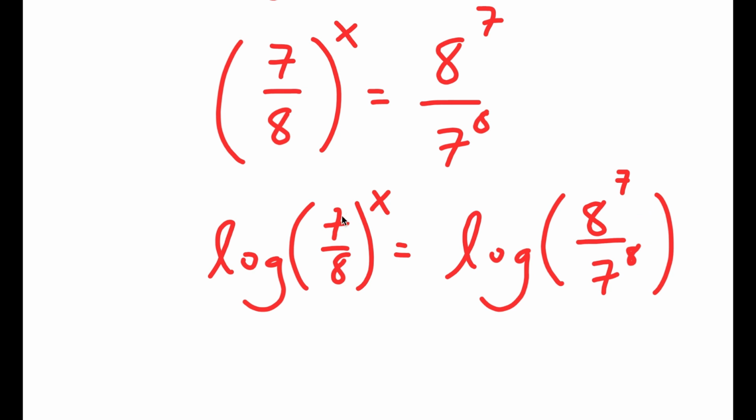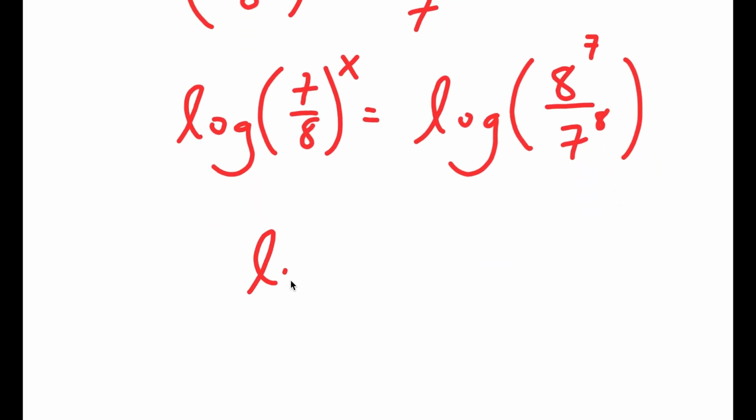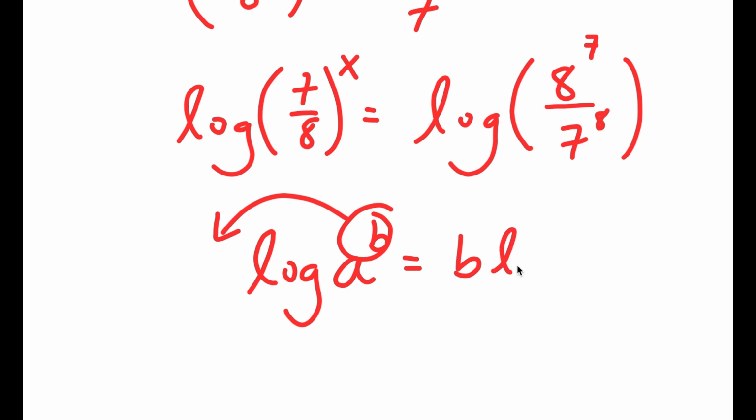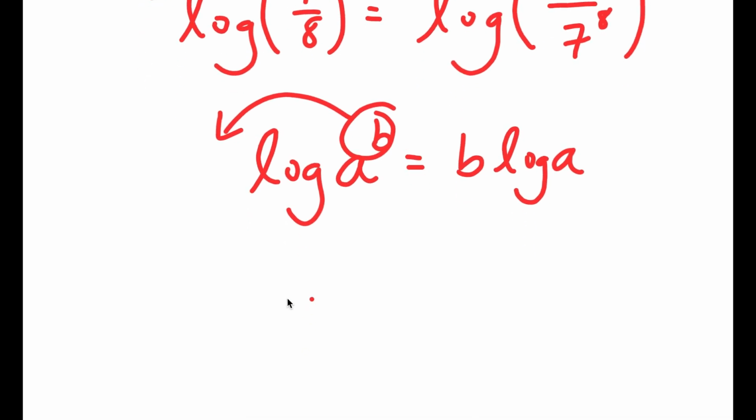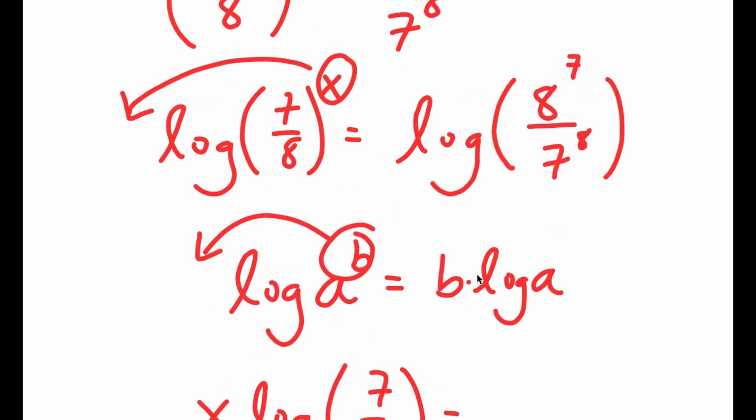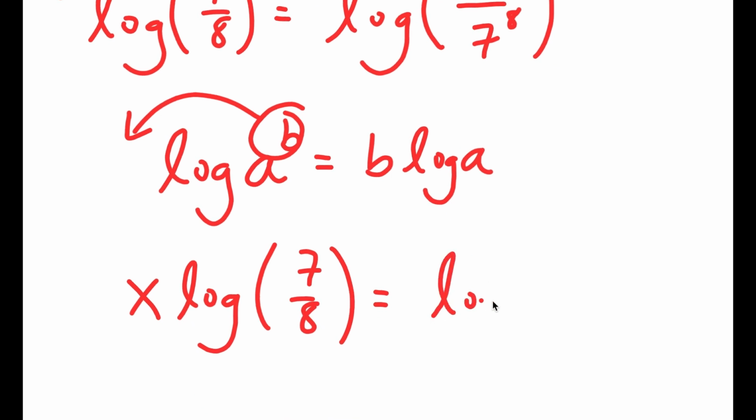Now, the reason I took the log on both sides is because if I have something in the form log a to the power of b, I can move this exponent b to the front, so it's going to equal b times log a. In this case, I have log 7 over 8 to the power of x, and I can move x to the front, so I get x times log 7 over 8 is equal to log of 8 to the power of 7 over 7 to the power of 8.